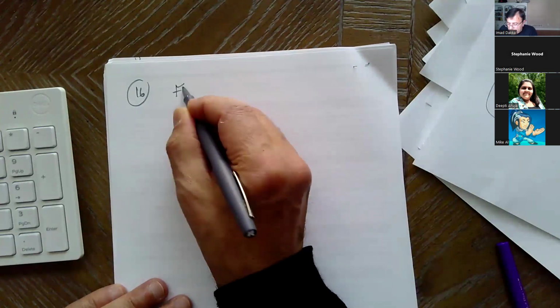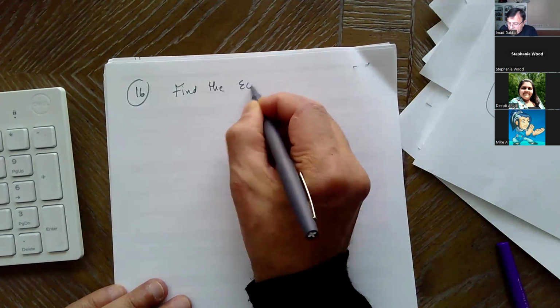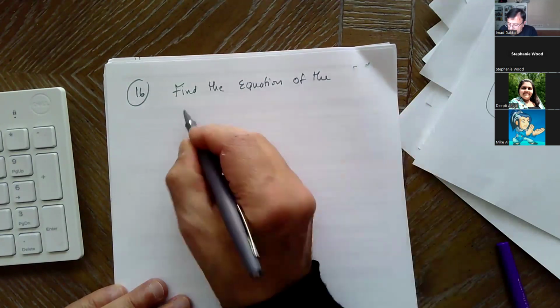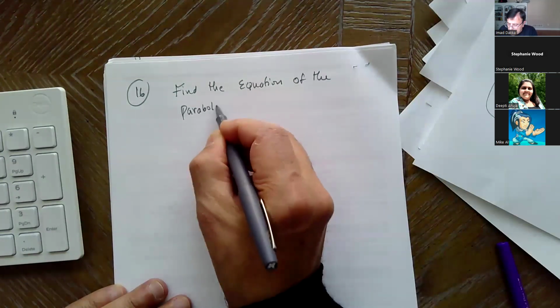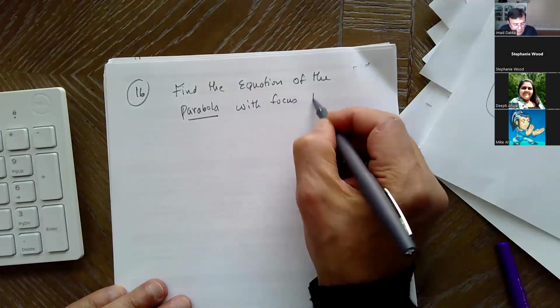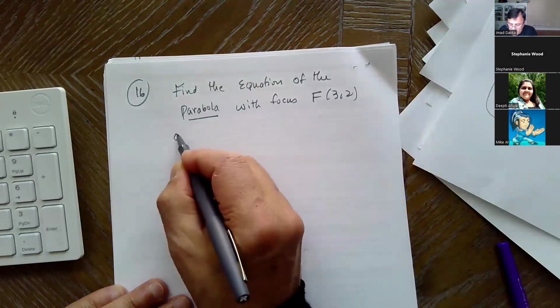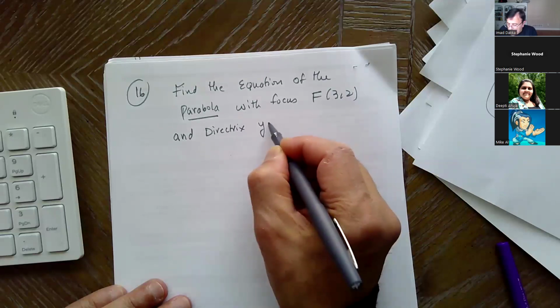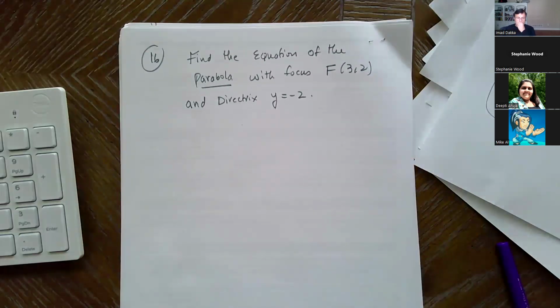16. So there's a couple more conics and we're done. Okay. So find the equation of the parabola with focus F at 3, 2 and directrix y equals -2. So we need the equation of a parabola with focus at 3, 2 and directrix y equals -2.